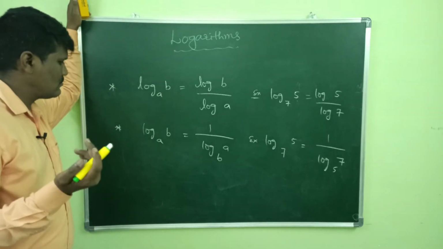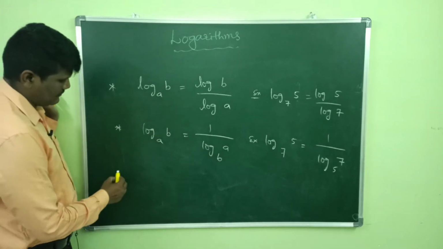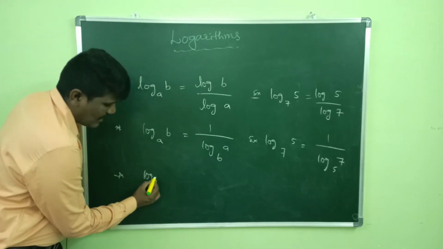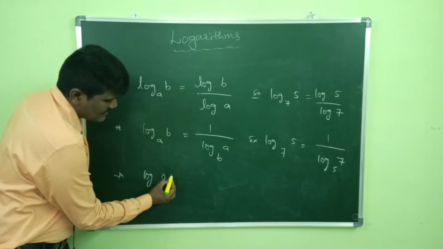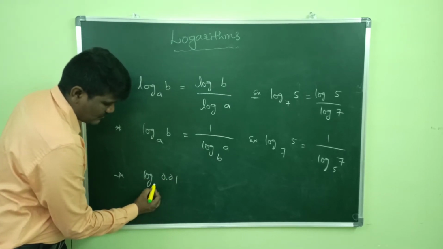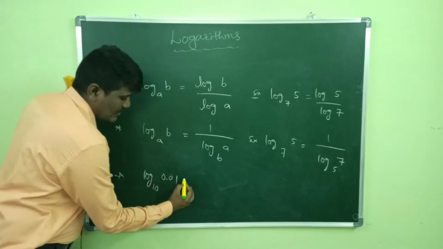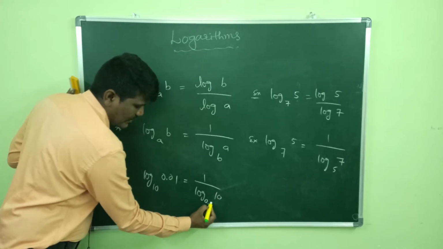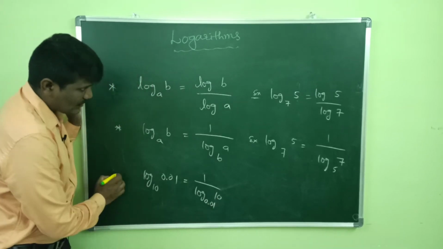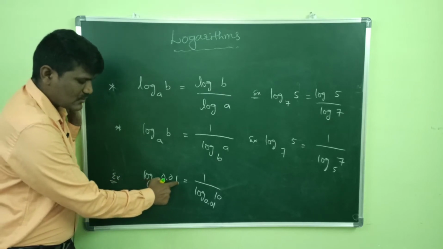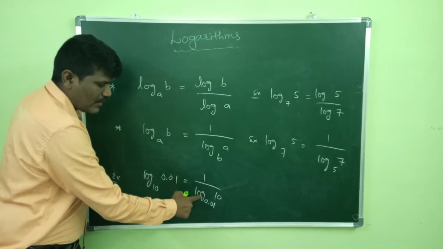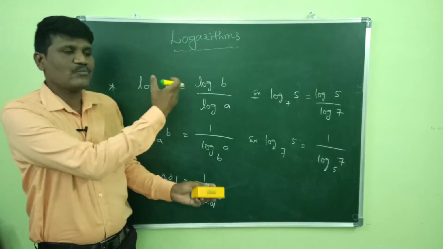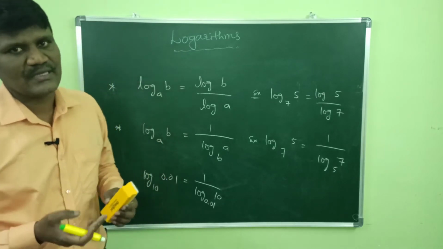And if you take one more example, suppose I am having log 0.01 to the base 10. So for this what I can write is 1 by log 10 to the base 0.01. This is also an example. Log 0.01 to the base 10 is equal to 1 by log 10 to the base 0.01. So these are the important formulas or properties of the logarithm.